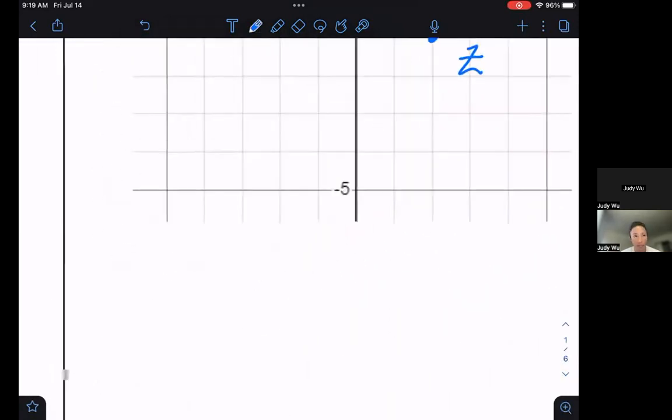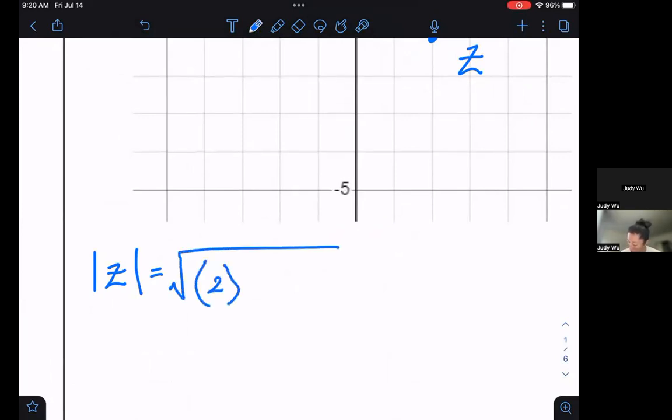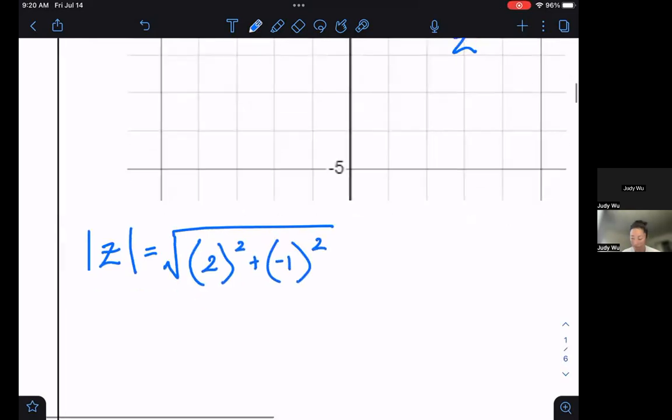let's talk about it in symbols. When I say modulus, we're going to write those absolute value bars. But the absolute value bars tell us to find the distance. They don't mean find the absolute value, okay? So we find the distance, and all we're going to do is plug it into our Pythagorean theorem. So square root of 2 squared plus -1 squared.